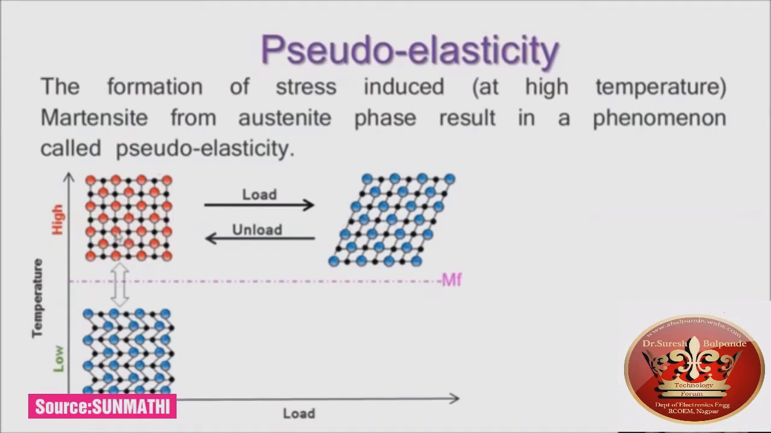At higher temperature, the austenite material under stress is converted into deformed twinned martensite. If you remove the stress or load, it regains its initial austenite shape. This transformation occurs at a higher temperature. So deformation due to stress or load, without any temperature change, is called pseudo-elasticity.